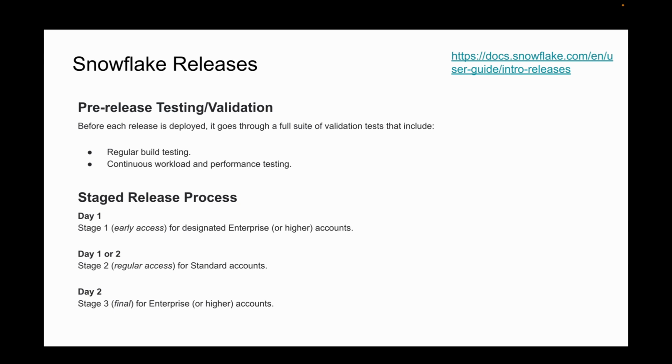This release process also follows a staged manner. So the first day is early access for certain designated accounts. So you can designate one of your accounts as an early access so that you can test out those features in that particular account. After that, Snowflake releases these for standard accounts, and then on the day two, Snowflake releases the features for rest of the accounts.